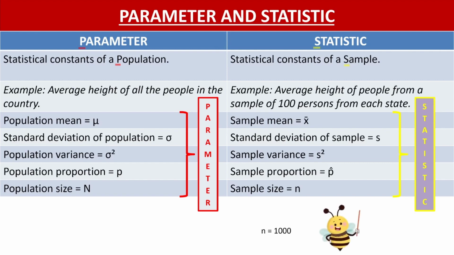Similarly, during the exam, for example, the examiner might give you the value of small n equals 1000 in one of the problems. Okay, so after reading this, you should immediately conclude that the examiner has given you a statistic, that is sample size equal to 1000. Similarly, if the examiner has given capital N equals 1000, then you should conclude that the examiner has given you the population size, which is capital N equal to 1000. This is the meaning of parameter or statistic.